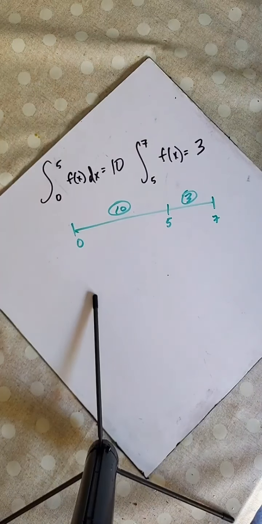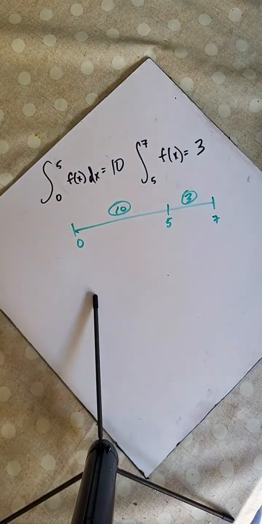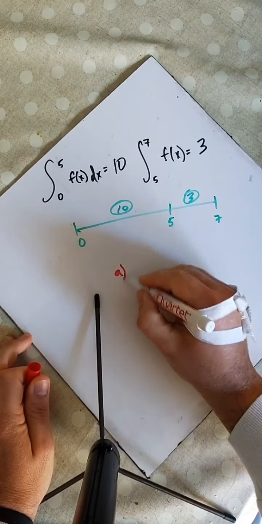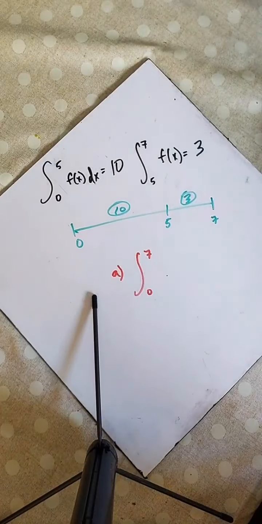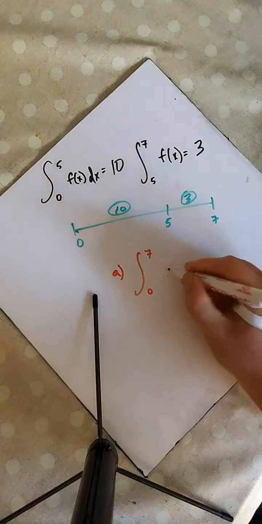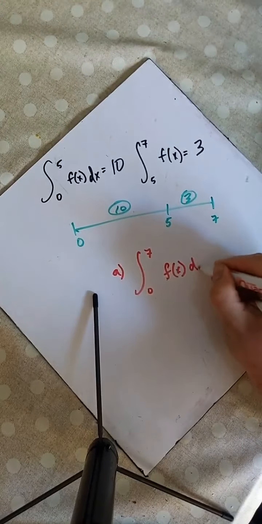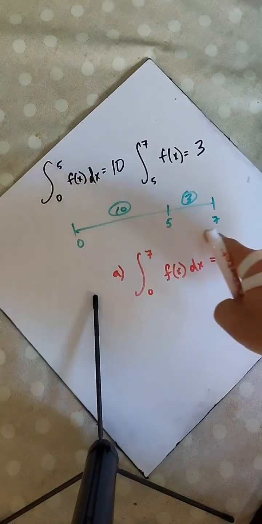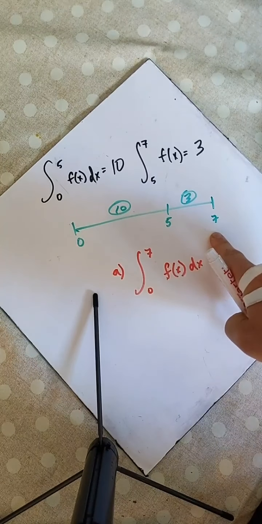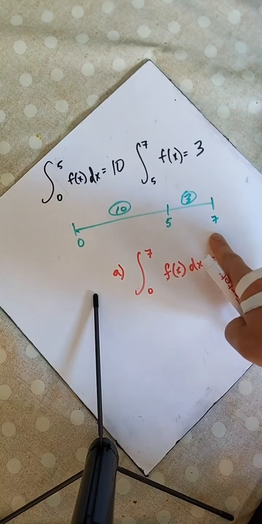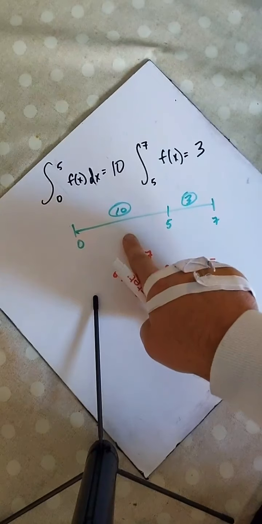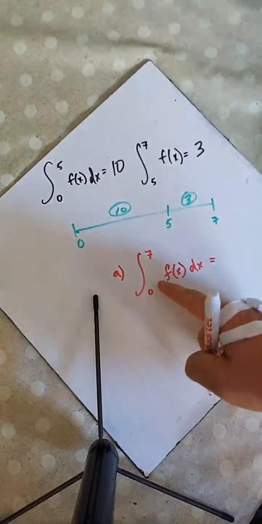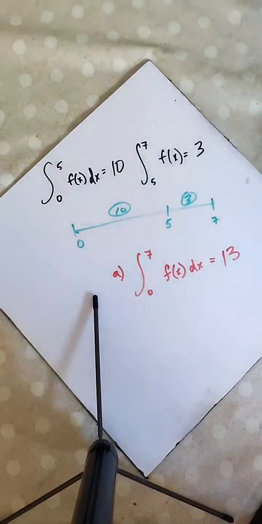Oh, hey, Sage. Sorry. Okay, so the first couple questions here. A is asking us, what's the integral from 0 to 7? 0 to 7 should be pretty easy. What we have to do is find the total coverage, or the total distance, or area, whatever you want to refer to it as. It's technically area. Well, we'll just add those two together. From 0 to 5 is 10. From 5 to 7 is 3. So from 0 to 7 would be 13.